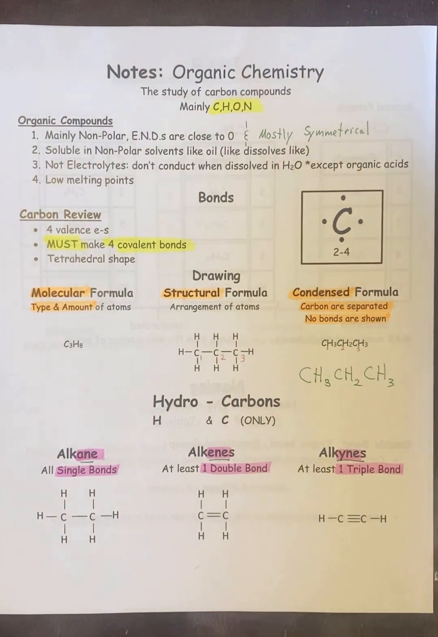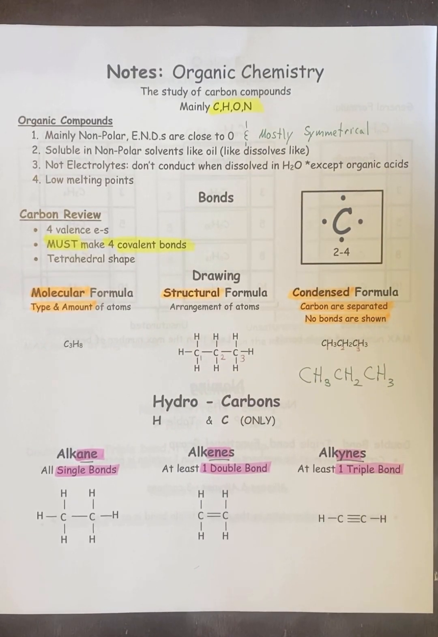Now, to review carbon, even though we shouldn't really have to, carbon has 4 valence electrons. Therefore, it makes 4 bonds to satisfy the octet rule. And it is a tetrahedral shape when it does that, although when they get bigger than a single atom, then they're not tetrahedral anymore, and we don't really learn the names of their shapes at that point.